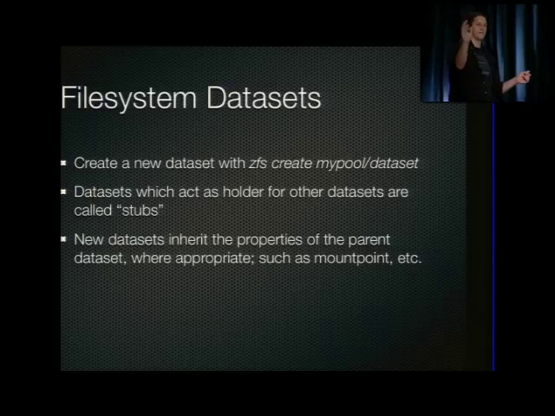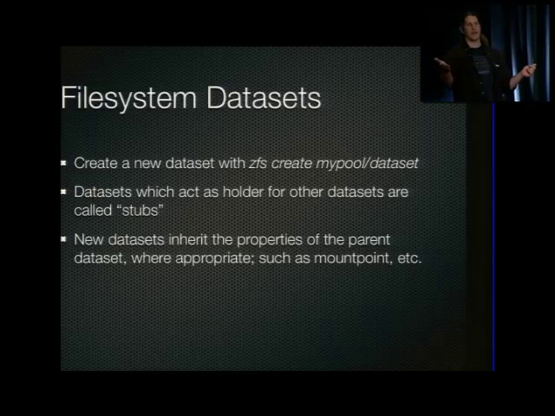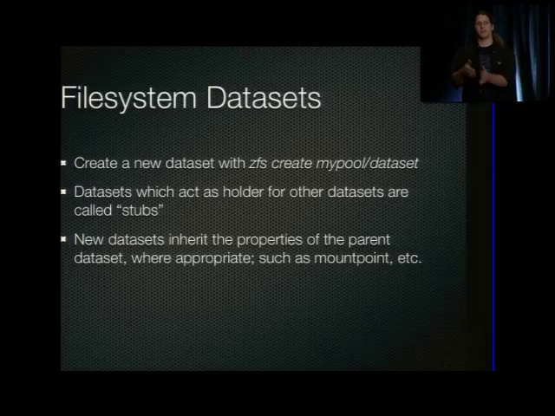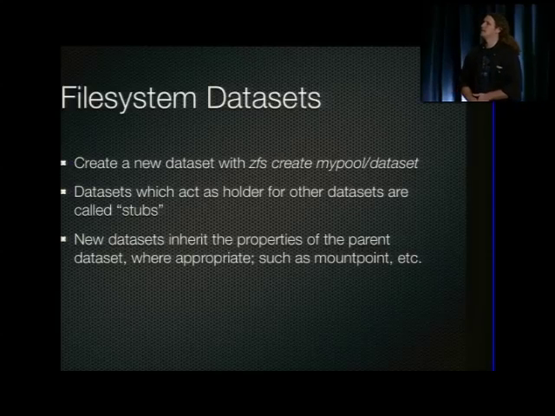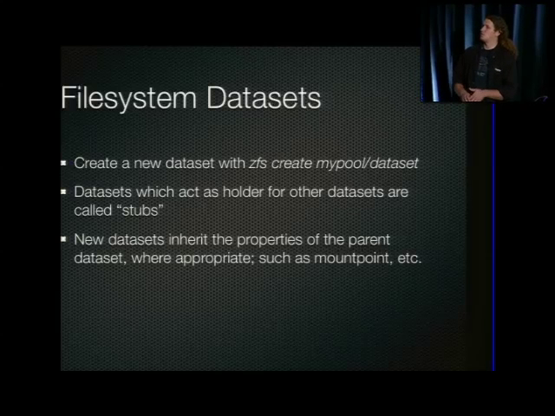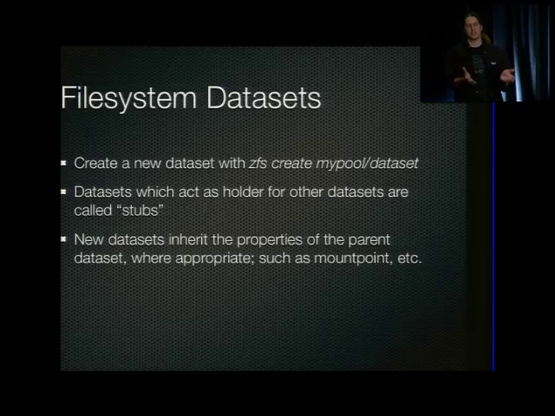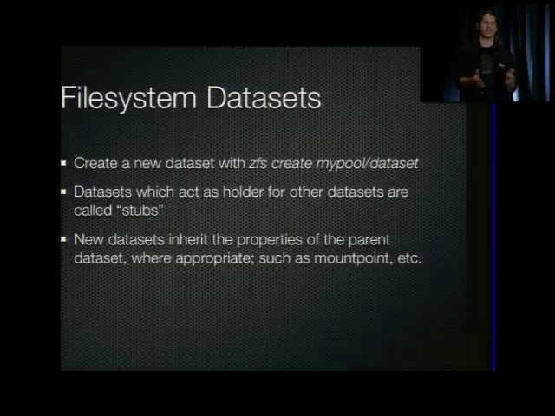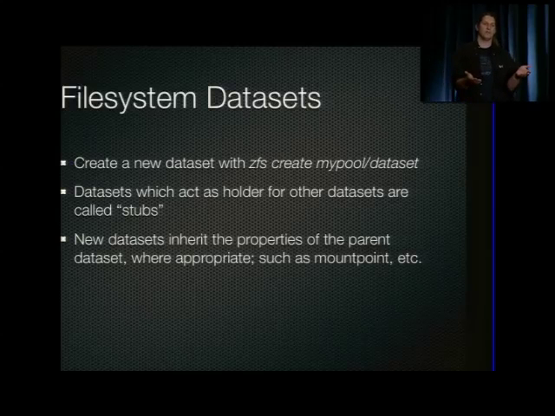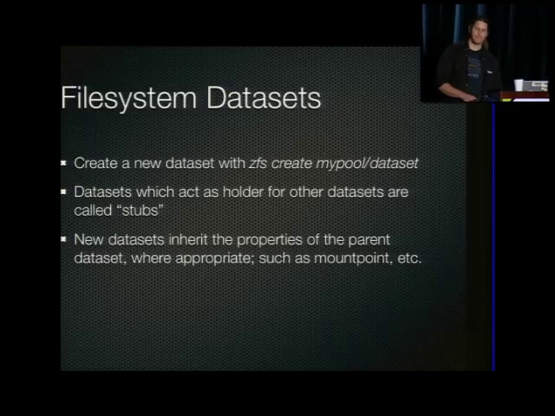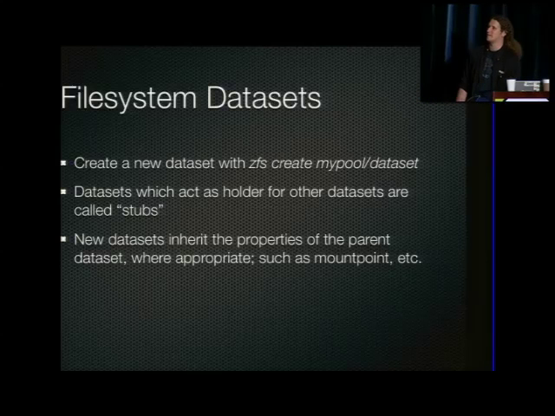Everything starts with a slash, right? A full path in Unix starts with a slash. That slash denotes the root directory, subdirectory, on down. Same idea. Datasets which act as a holder to other datasets are what I like to call stubs, meaning you're not actually storing data in there. It's just like a control point. Like, for instance, the home directory on most Unix machines contains no data. It's just a place where you create home directories underneath it, right? That's what I would refer to as a stub. So if I say stub dataset, that's what I mean.